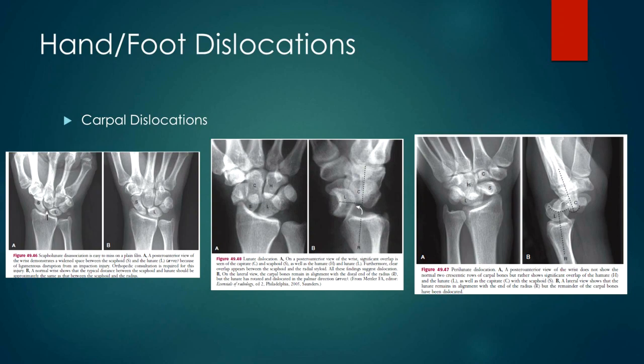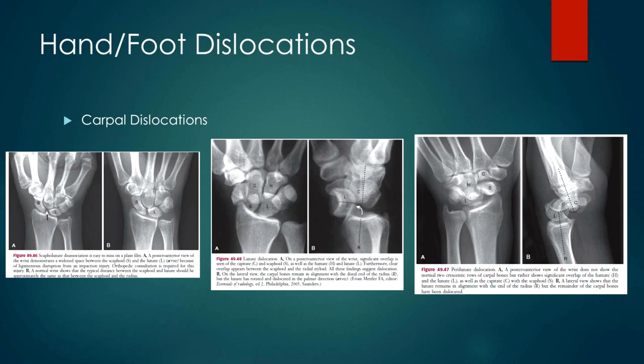Scapholunate dissociation is a serious, frequently missed injury that is characterized by a widened space between the scaphoid and lunate bones on a plain film. So you can see here, scapholunate dislocation on the left, you just got the widening between the scaphoid and the lunate. That's one that should be approximately the same size there.